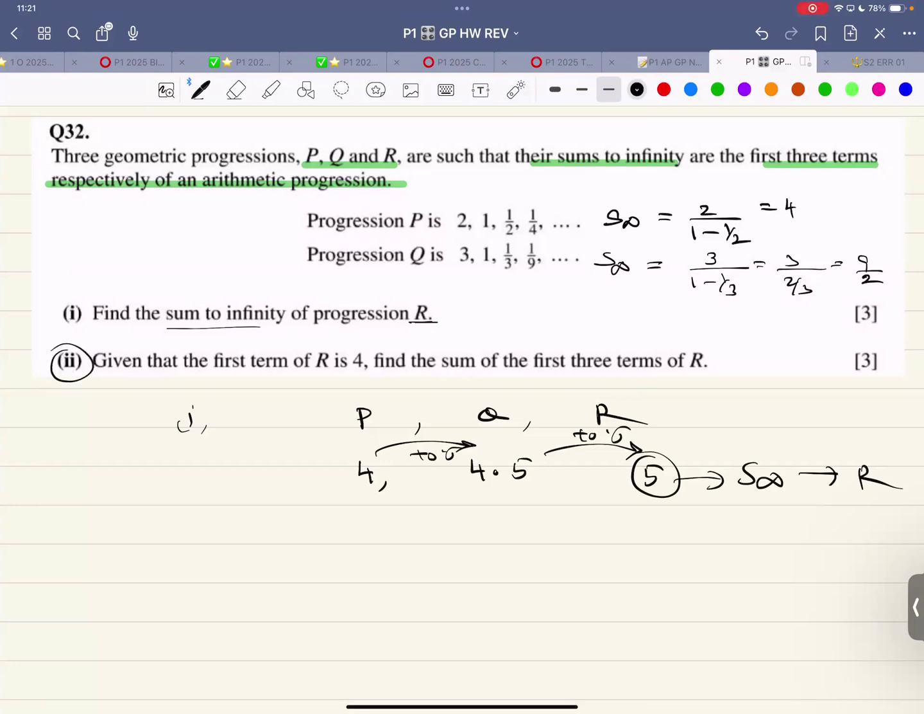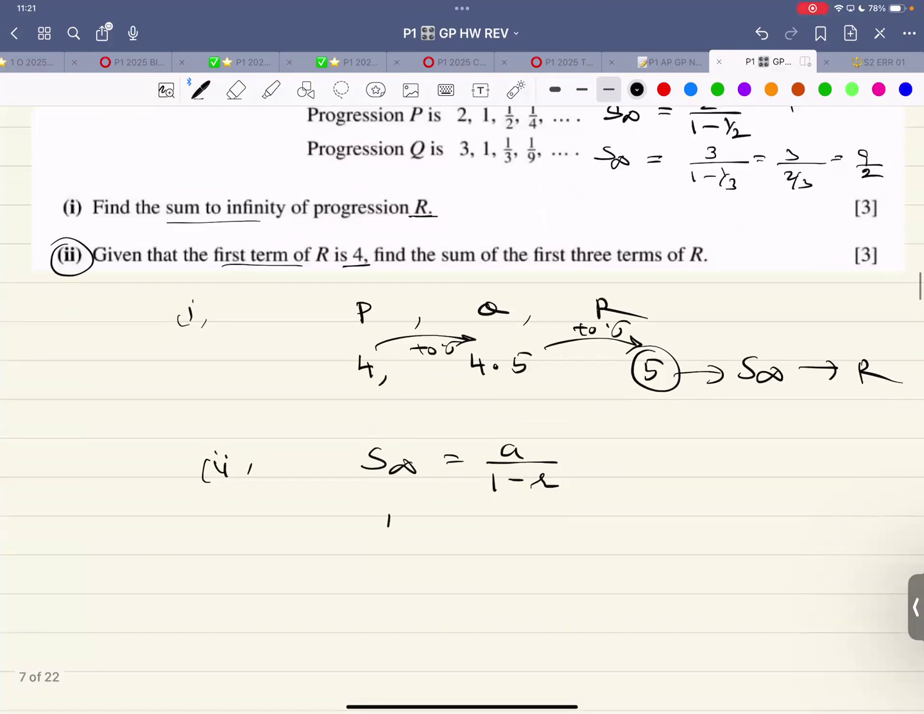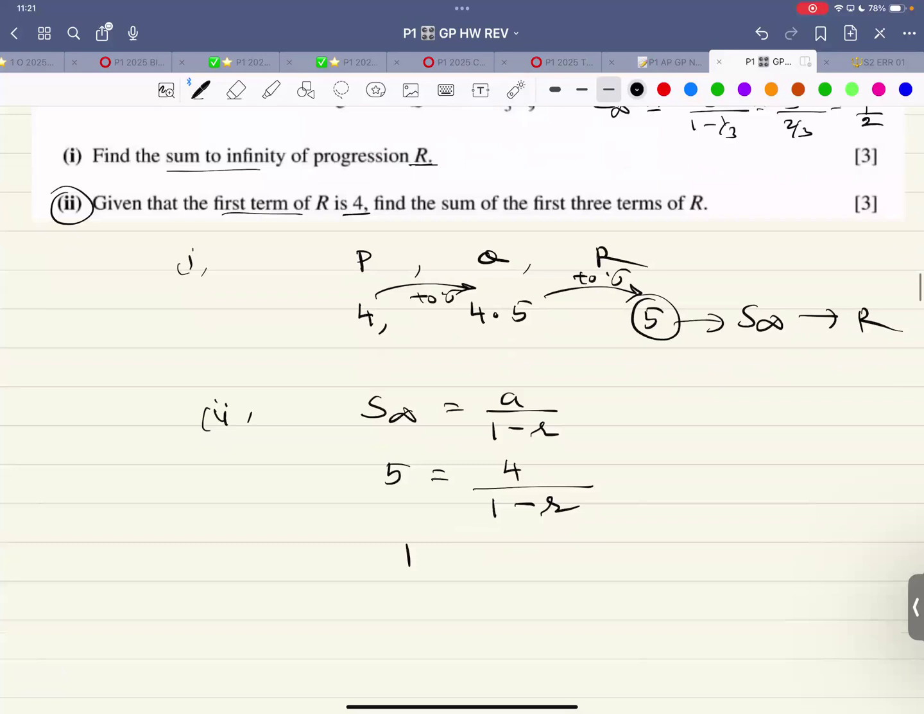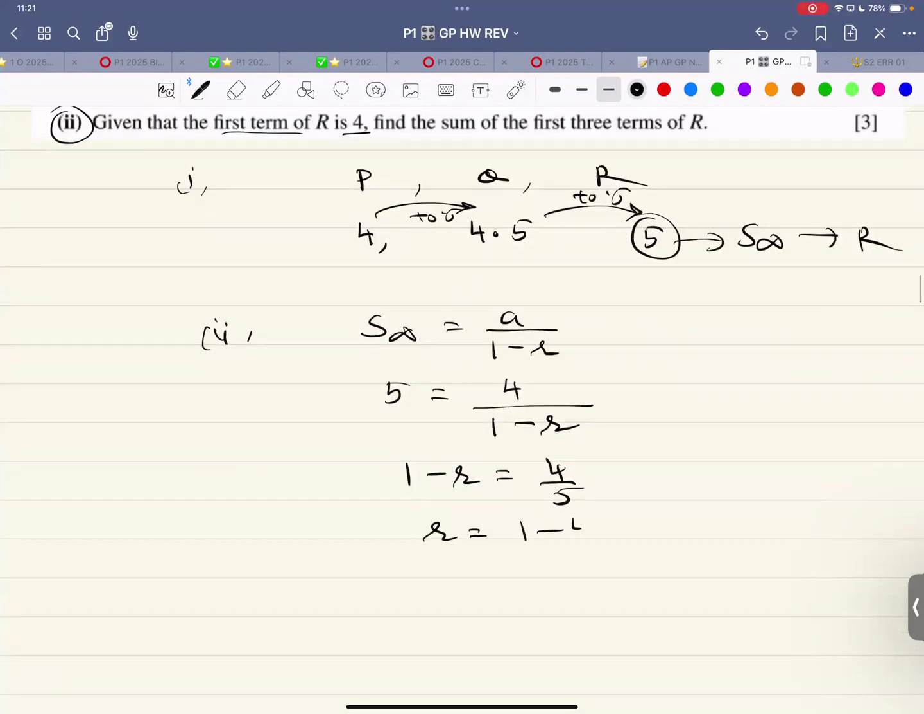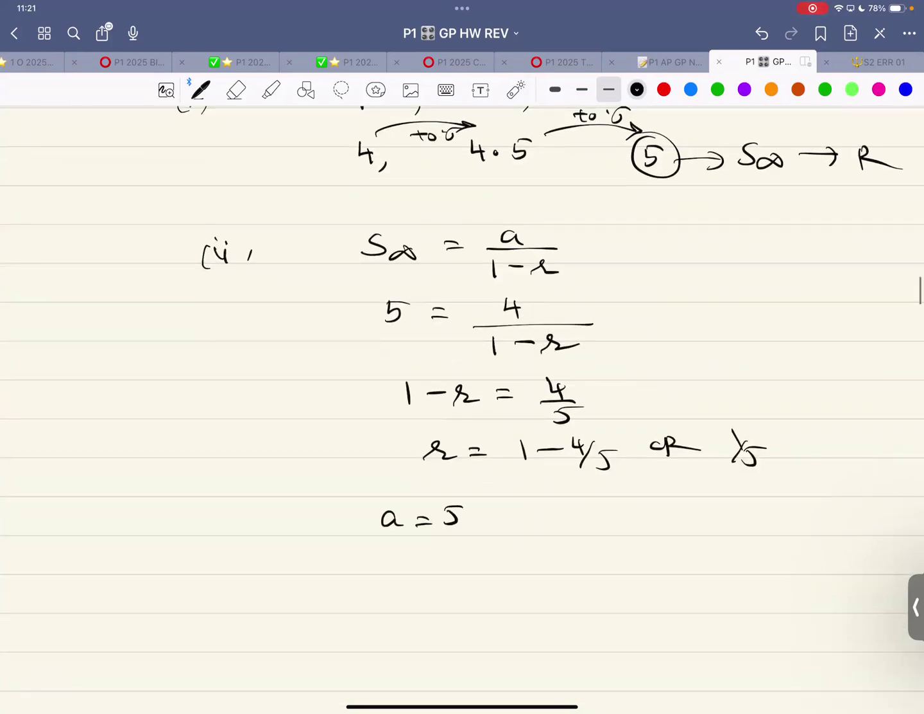And now it says, given that the first term of R is 4, so second one, sum to infinity is A over 1 minus R. Sum to infinity is 5. This is 4. This is 1 minus R. 1 minus R is 4/5. Therefore, R is 1 minus 4/5, which is 1/5. So first term is 4. Common ratio is 1/5.